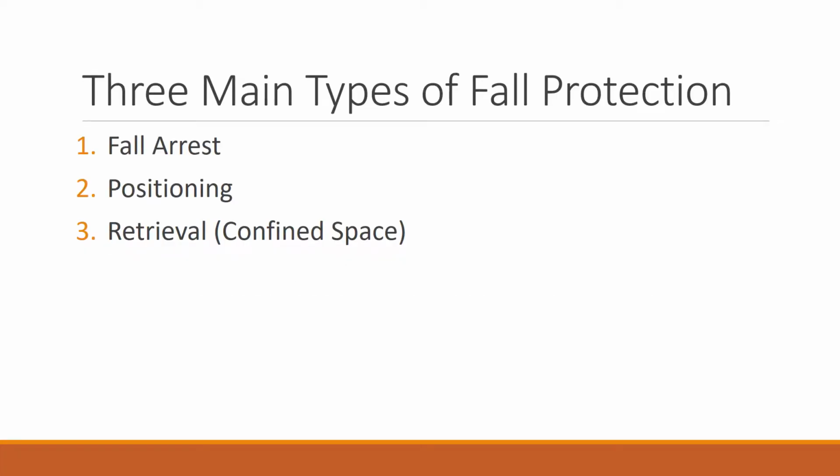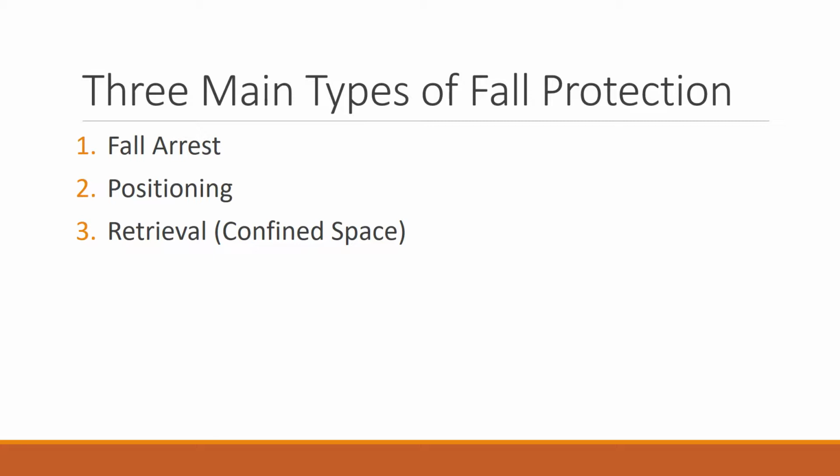There are three main types of fall protection. There's fall arrest, which is required whenever a worker is exposed to a fall hazard. OSHA generally defines a fall hazard as a drop of 6 feet or more from a walking or working surface onto a lower level or grade. Some exemptions from this include, but are not limited to, ladders, scaffolding, and steelwork.